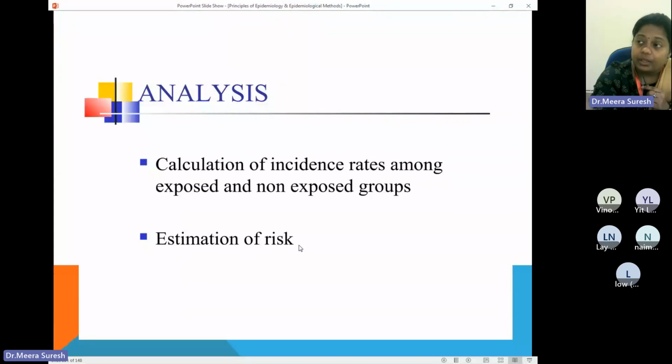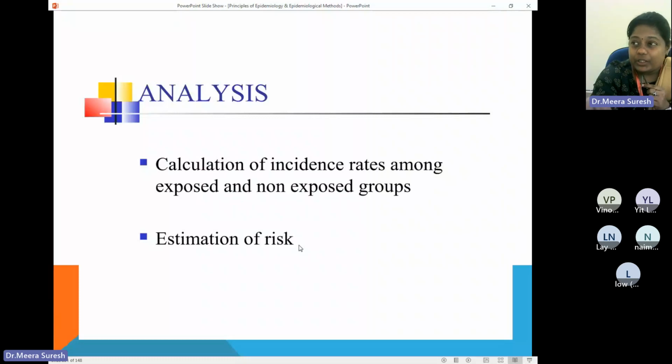Both the concepts are the same. As we said for OR, if OR is equal to 1, there is no relationship. If OR is less than 1, then it is protective. And if OR is more than 1, then there is an association, a very strong one according to that number. So similar is the interpretation of RR. If RR is equal to 1, there is no risk of developing. If RR is more than 1, there is more risk of developing. And if RR is less than 1, it is protective, or there is no risk of developing that particular outcome.